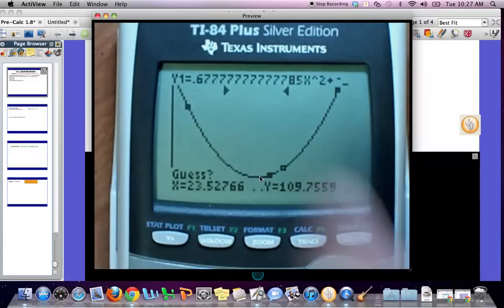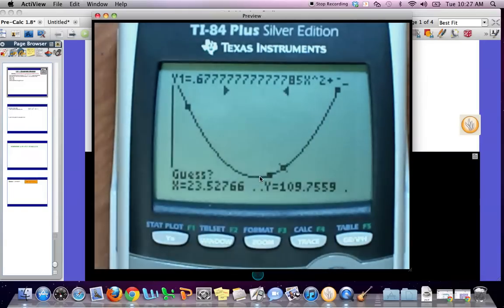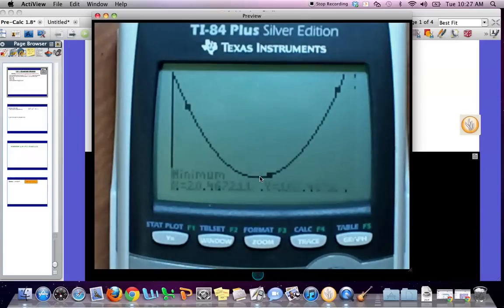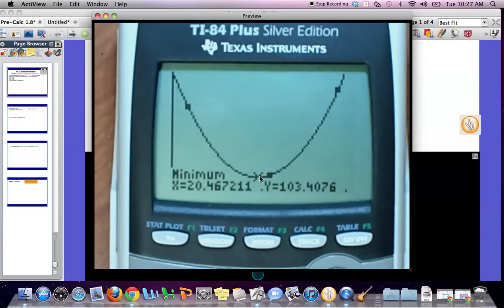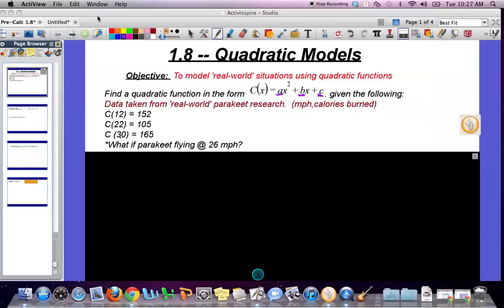And now the calculator is going to check all the values between those 2 points. And it says this parakeet should fly at 20.46 miles per hour, and it would burn 103.41 calories as the minimum. Okay? Now, that wasn't the intent of how I want you to do that, but I wanted to show you what's happening. It looks parabolic, looks quadratic, and we found that equation. So let's jump back and let's do this one without technology. You have all the numbers written down so we can compare our answers.